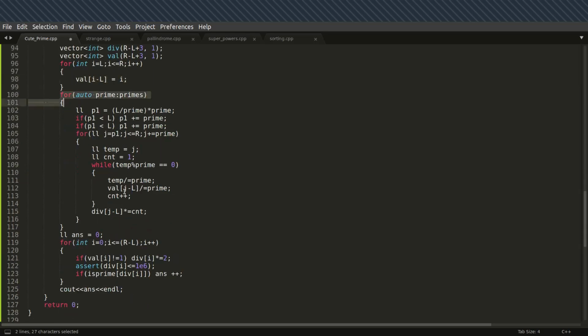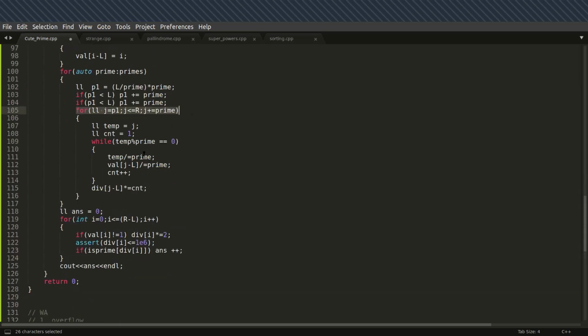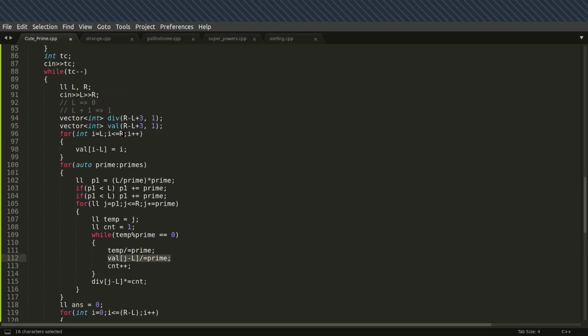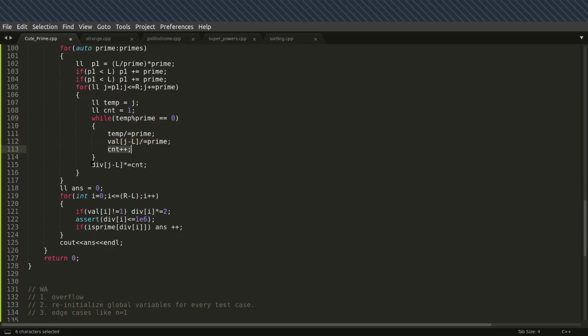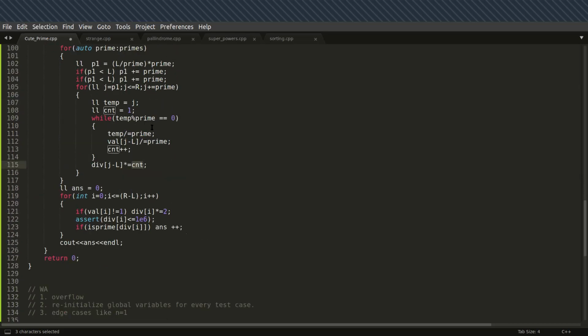Now I run a sieve again for all the pre-computed primes. I find the first multiple that is greater than L for this prime, and I run the sieve after that. For every multiple of this prime, I calculate what is the power of this prime in that number. So I store temp equal to j, that is, j is my number. I am calculating the power of my current prime in j. I divide multiple times and modify the value, that is, value was initially that number, and I increment the count, that is the power. So divisors get multiplied by this CNT, where CNT is the power of the prime plus 1.